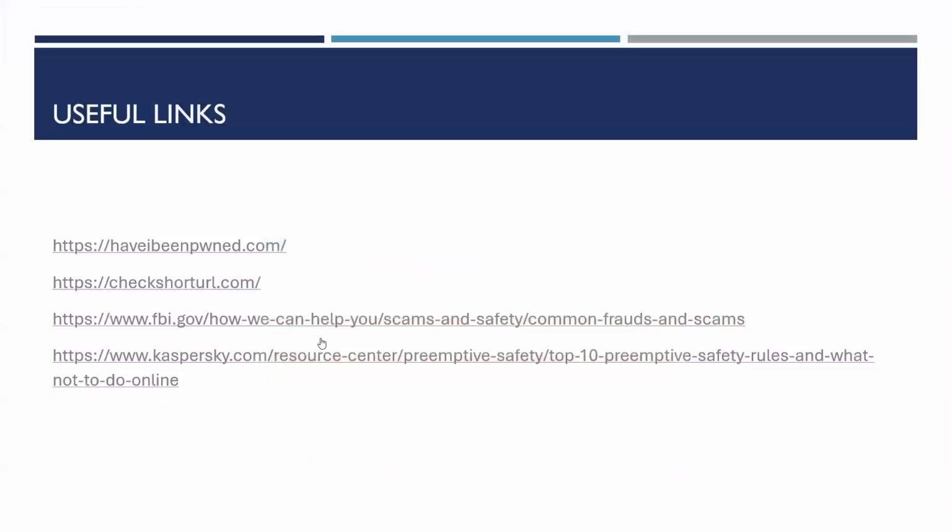And these other two are just kind of more rehashings of the information I've just showed you. FBI.gov has a super helpful breakdown of scams, common fraud tips. Kaspersky is one of those antivirus vendors that we talked about earlier. Top 10 preventative safety rules and what not to do online. Super useful stuff.